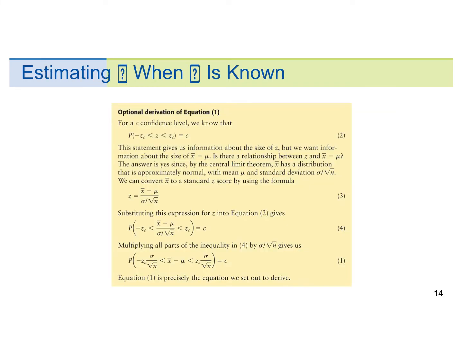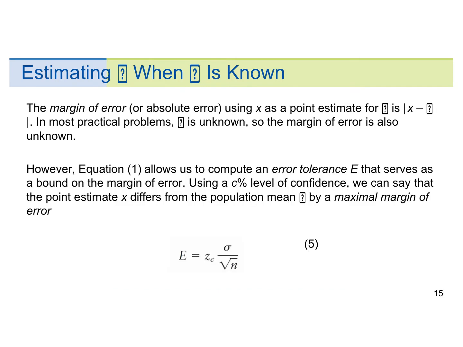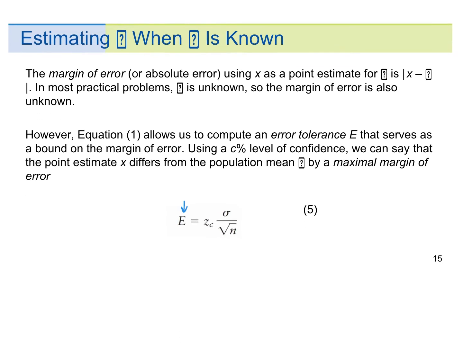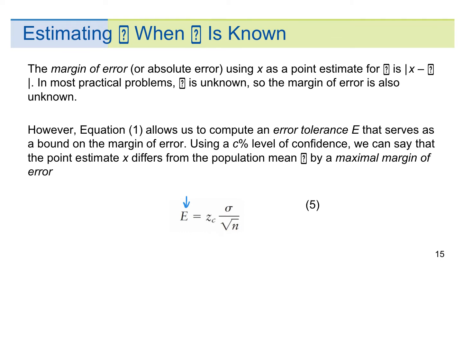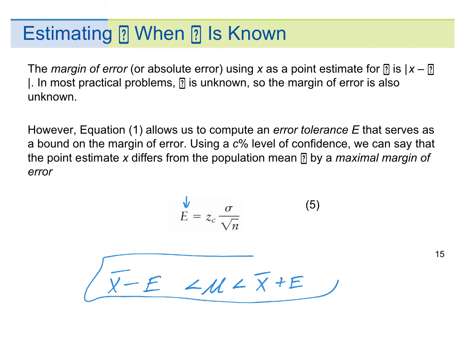And now our margin of error. Our margin of error is denoted by the letter E. It's going to help us with our interval. Our confidence interval for mu is going to be x bar. Remember, that's our point estimator, our sample mean. We're going to add our E, the margin of error, to x bar, and we're going to subtract the margin of error from x bar. This is what is going to turn into your confidence interval.